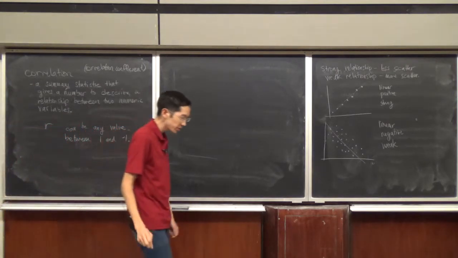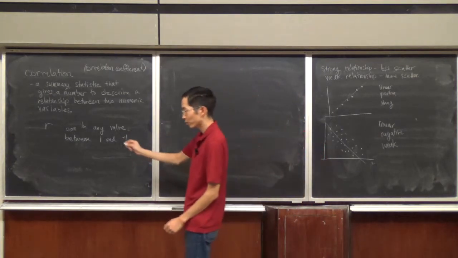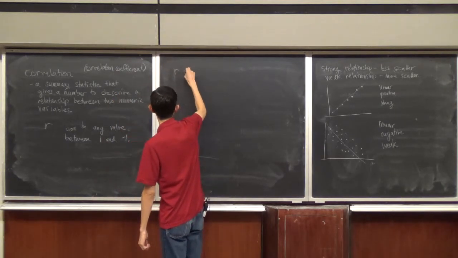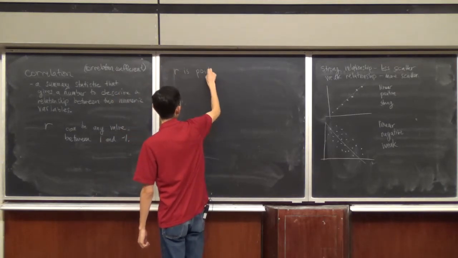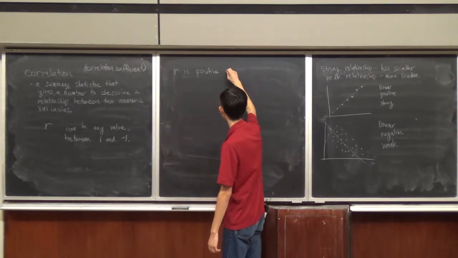If R is positive, so that means it's anything between 0.001 all the way to positive 1, then it means the relationship is positive.